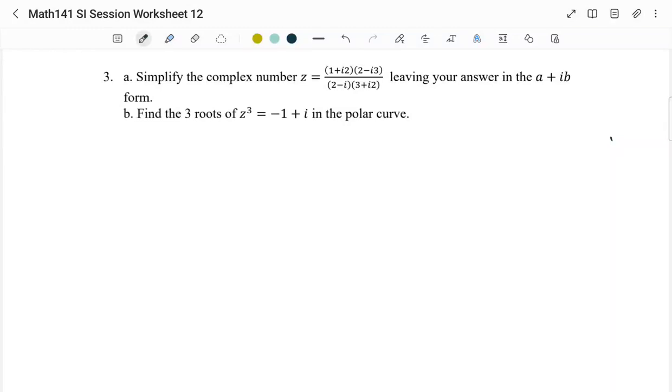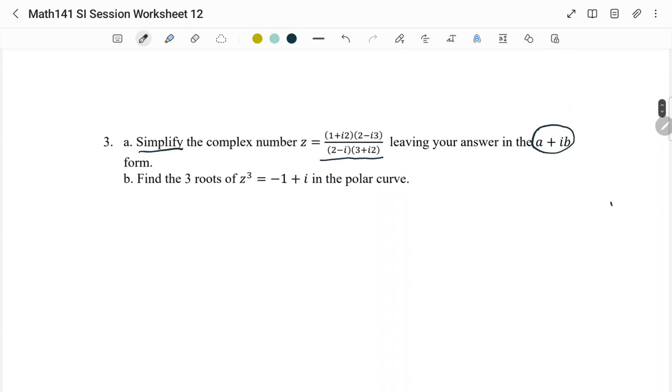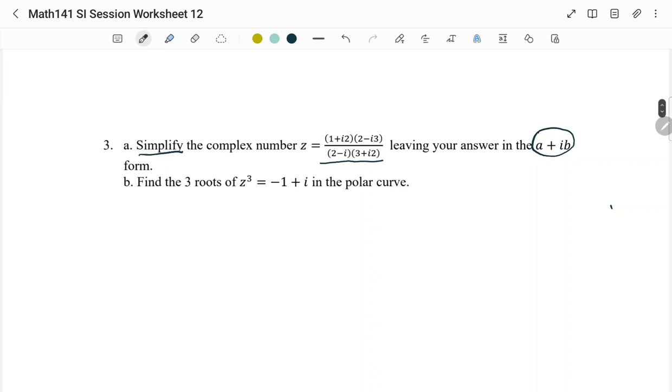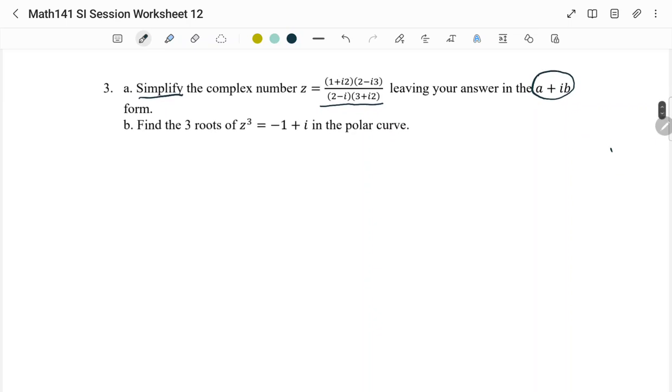Looking at the next question, we'll be dealing with the complex number z that's given to us as that expression, and we are asked to simplify it, leaving it in the general form a plus ib. So let's do that. That's sub question A.